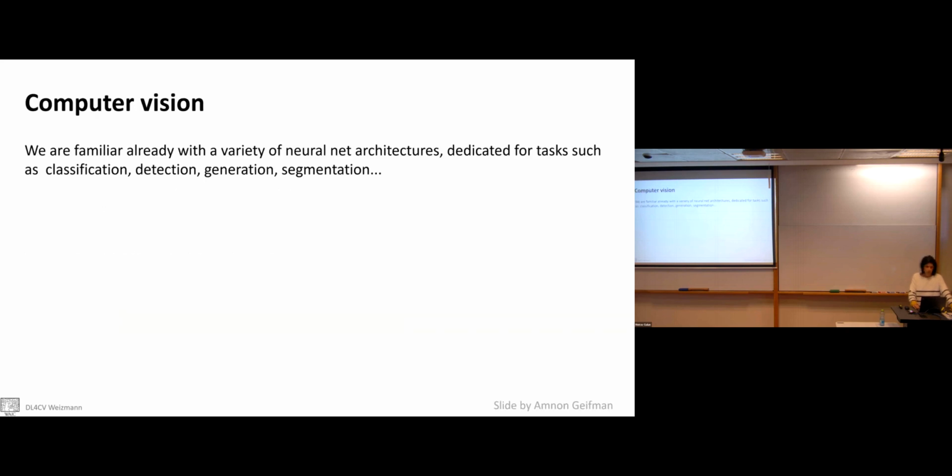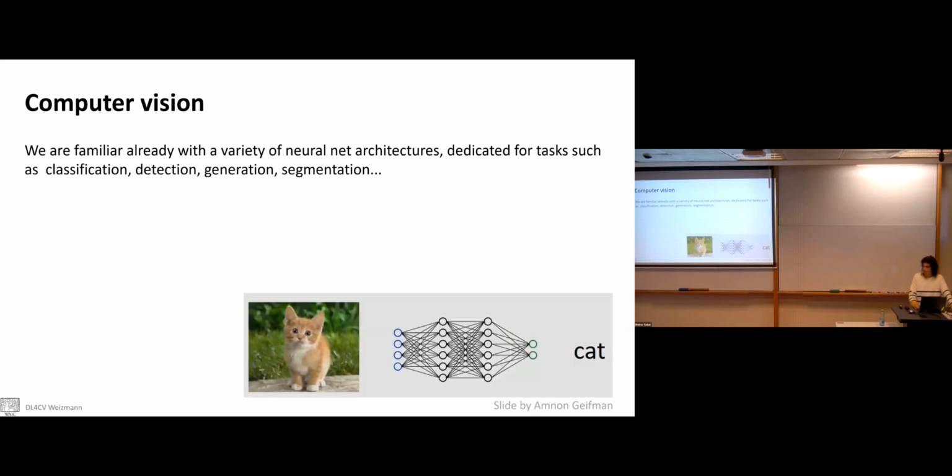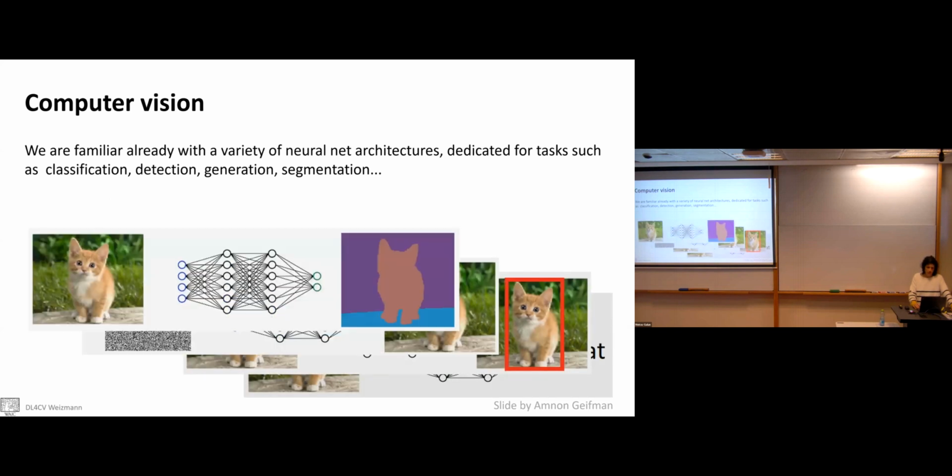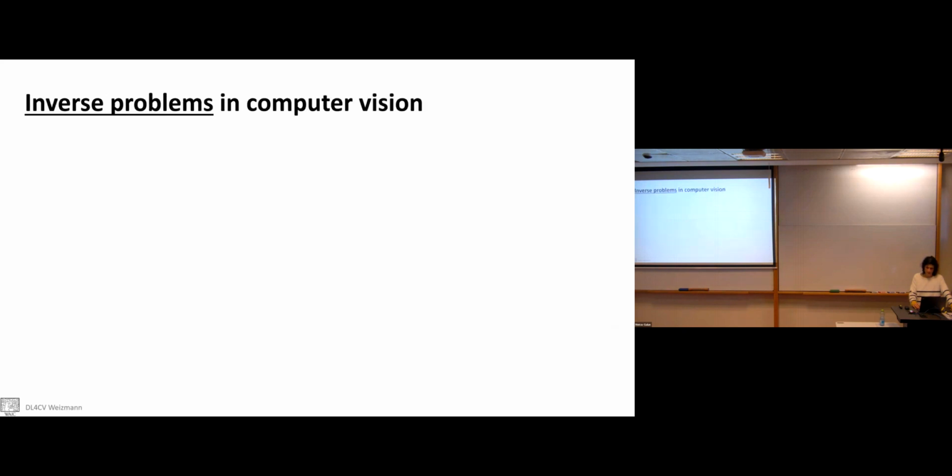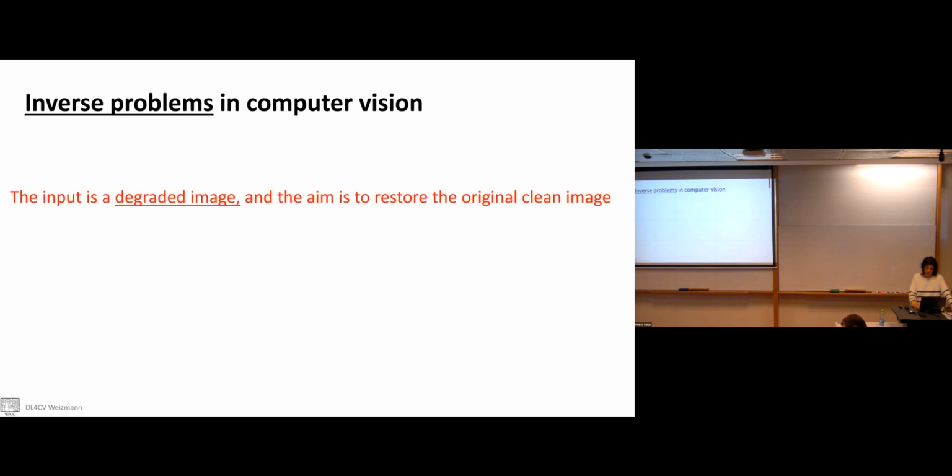Okay, so what we've seen in the course until now, you are familiar with dedicated architectures for tasks such as classification, detection, generation, segmentation, etc. Our focus today is inverse problems in computer vision. And what do I mean by that? The input to the neural net, or to the classical approach, is a degraded image, and the aim is to restore the original clean image.